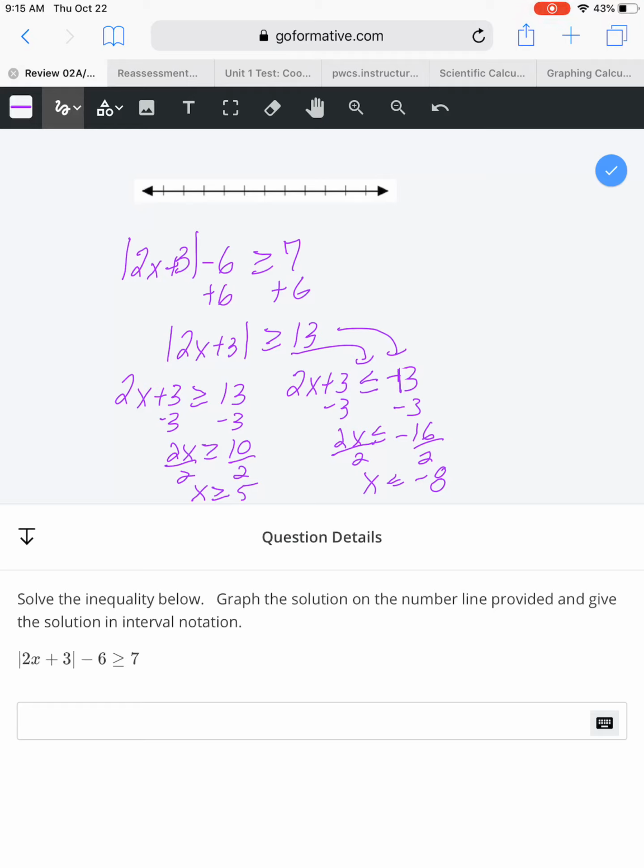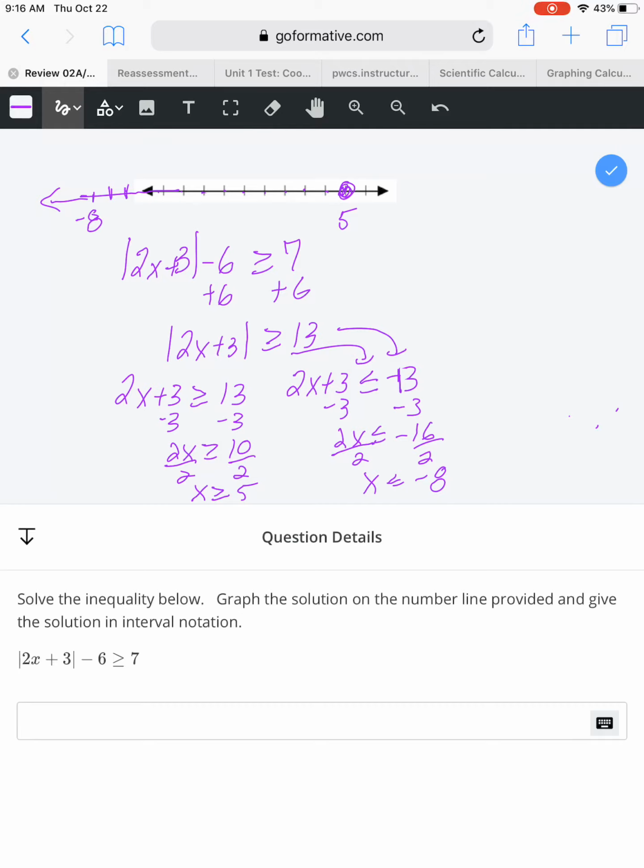Okay, I would like to start with my highest value. I'm just going to put 5 here. I know it's going to be filled in. Then it's going to be 4, 3, 2, 1, 0, negative 1, negative 2, negative 3, negative 4, negative 5, negative 6, negative 7, negative 8. So again, maybe you did this. I'll put a longer number line in for some of you.